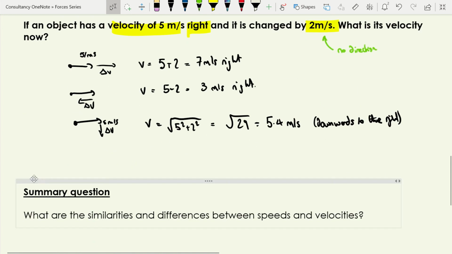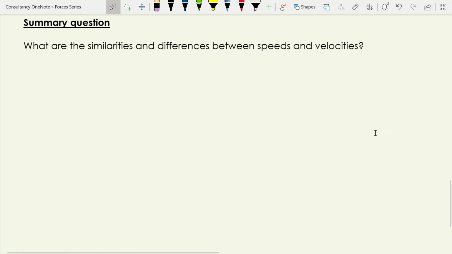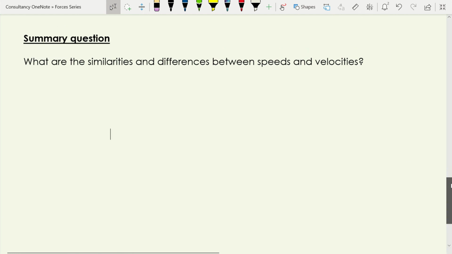Okay, so let's finish off. We got a bit bogged down in the calculations there, but the key thing I want you to take away here is what the similarities and differences are between speeds and velocities. So on your rough piece of paper, write down what things they have which are the same and what things they have that make them different.